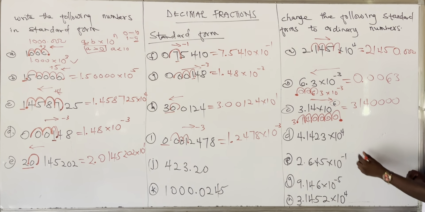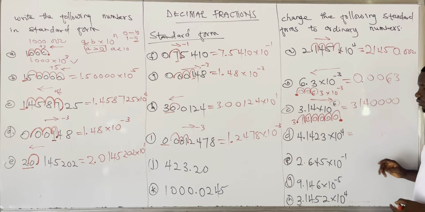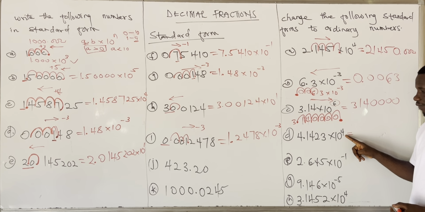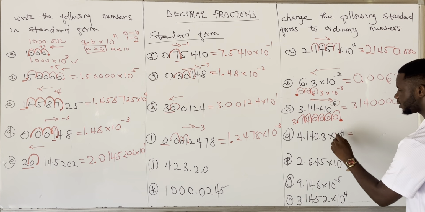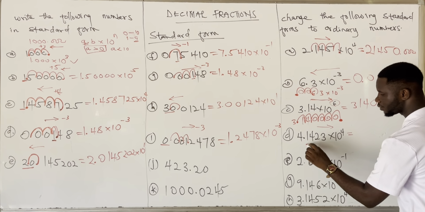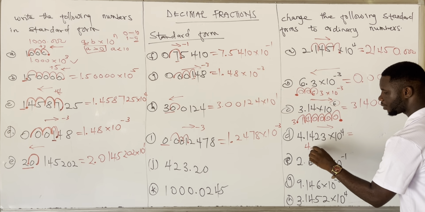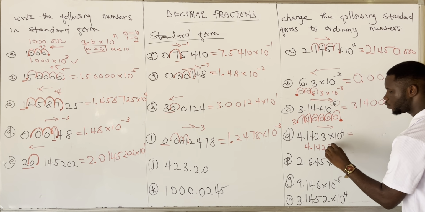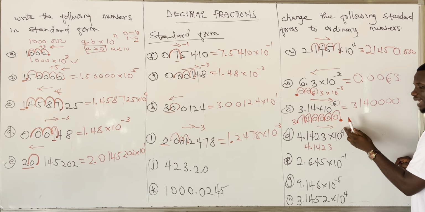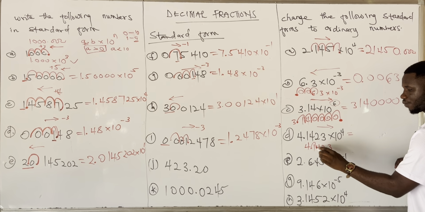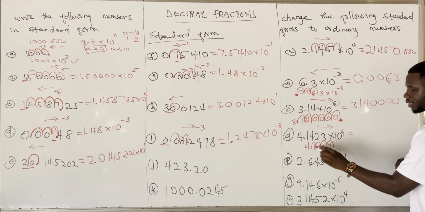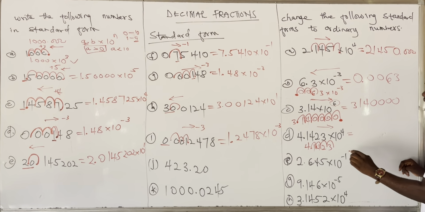Let's look at the D. We also have a positive power here. We have a positive power of what? 4. So positive power means we're supposed to move to our right. We are going to get 4.1423. Positive power, we are moving to our right. How many times? 4 times. So let's see. 1, 2, 3, 4.